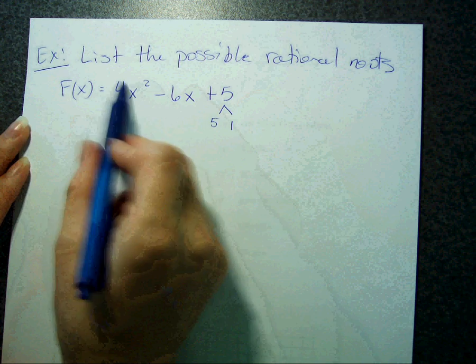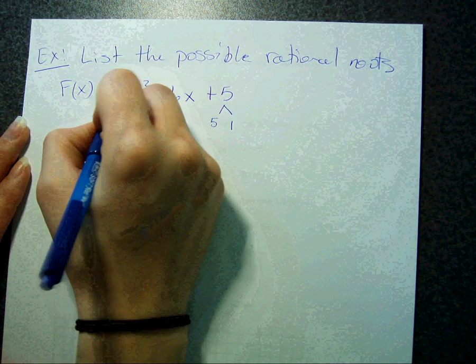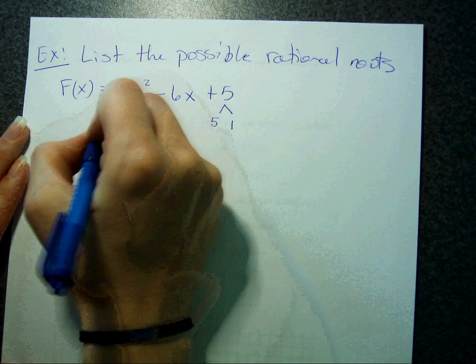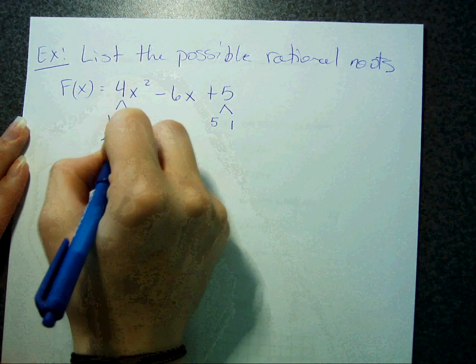And then I need to do the same thing for my leading coefficient. So what do I multiply together that gives me 4? It's 1 and 4, 2 and 2.